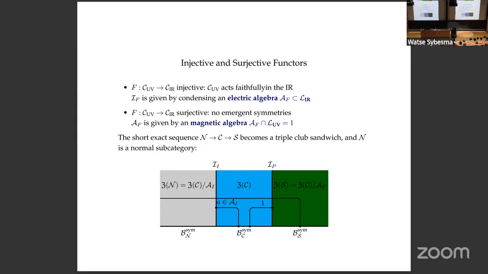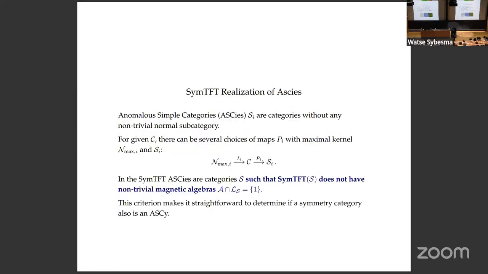And the surjective maps basically mean that these are so-called magnetic algebras, so there's only the trivial anyon that can end here. And so then a short exact sequence becomes a SymTFT, now a triple sandwich. We have the N symmetry boundary, the C symmetry boundary, the S symmetry boundary, and these are satisfying these conditions up here.